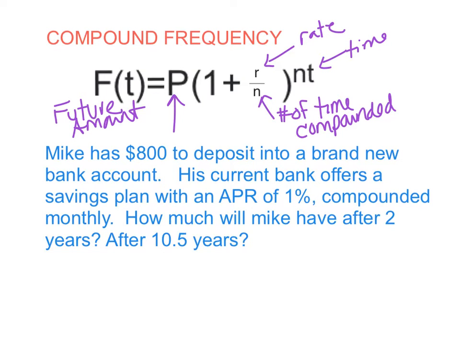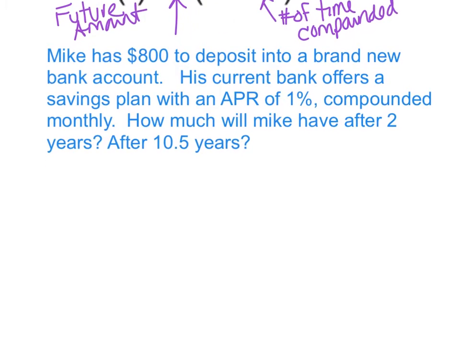Okay, so again, once we use this, it won't be too big of a deal. So my future amount equals my principal, 1 plus the rate divided by the number of compounds, and the compounds times the time. So here's our first example. Mikey has $800 to deposit into a brand new bank account. His current bank offers a savings plan with an APR of 1%, compounded monthly. How much will Mikey make after 2 years, and how much will he make after 10.5 years? So 2 problems in there, and one we're just changing the time basically, but let's identify everything.